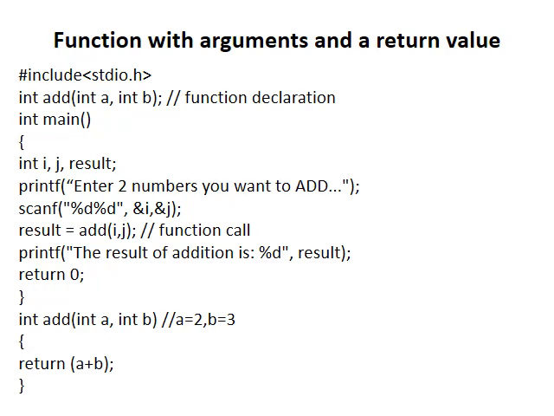Then int main, now I'll accept two numbers from the user. So again i and j variables are used for that purpose. Then I have to accept the returned value or the result from the add function. So I need a variable to store that. So result is the variable used for that purpose. Then enter two numbers and the entered numbers will be stored in i and j. Then result equal to add of i, j. Now this add of i, j is the function call. Once it is executed, control will go to the add function.